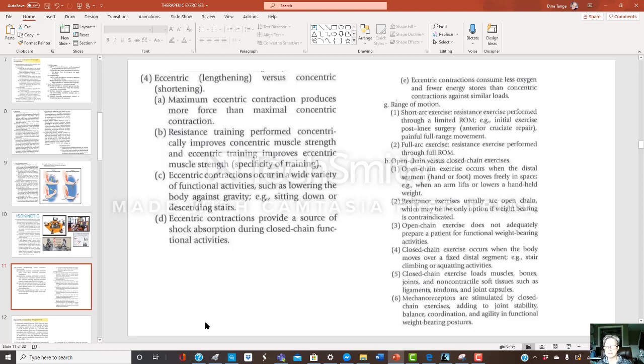Closed chain exercise loads muscles, bones, joints, and non-contractile soft tissues such as ligaments, tendons, and joint capsules. Mechanoreceptors are stimulated by closed chain exercises, adding to joint stability, balance, coordination, and agility in functional weight-bearing postures.